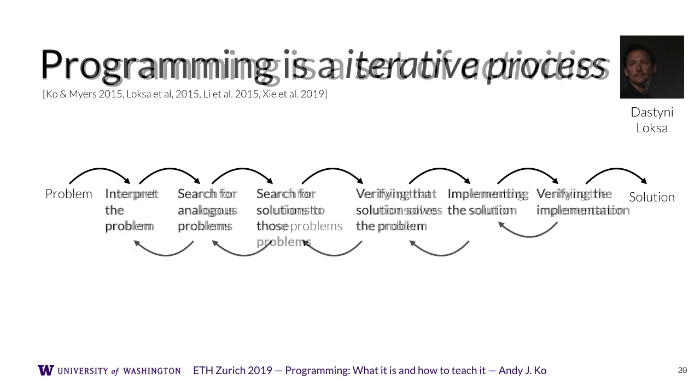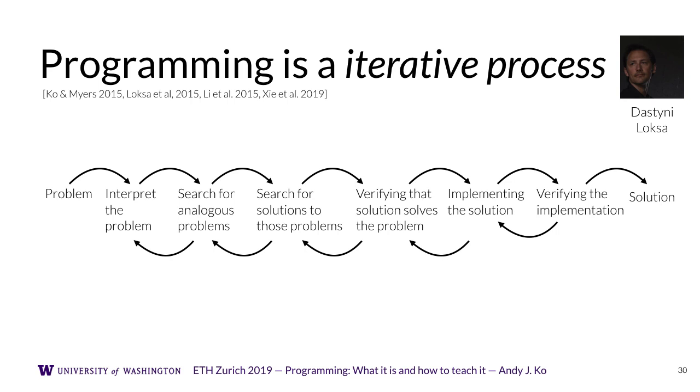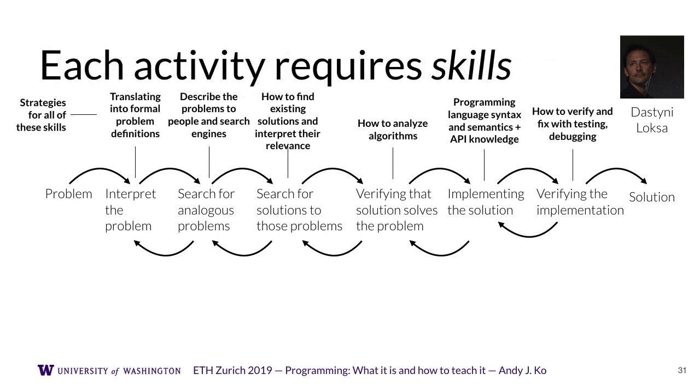But of course, this is also an iterative process, right? You go to some activity, you learn something, and then you return to some previous step to reevaluate the work you've done. Of course, it's not as simple as just doing these things. All of these activities require specific skills, right? Interpreting a problem requires translating some natural language statement into some more formal problem definition to help you reason about the programming problem. Or if we jump to verifying that a solution solves a problem, we have to know how to analyze algorithms, right? And understand that an algorithm is correct given some problem definition. Or verifying the implementation requires skills in testing and debugging, right?